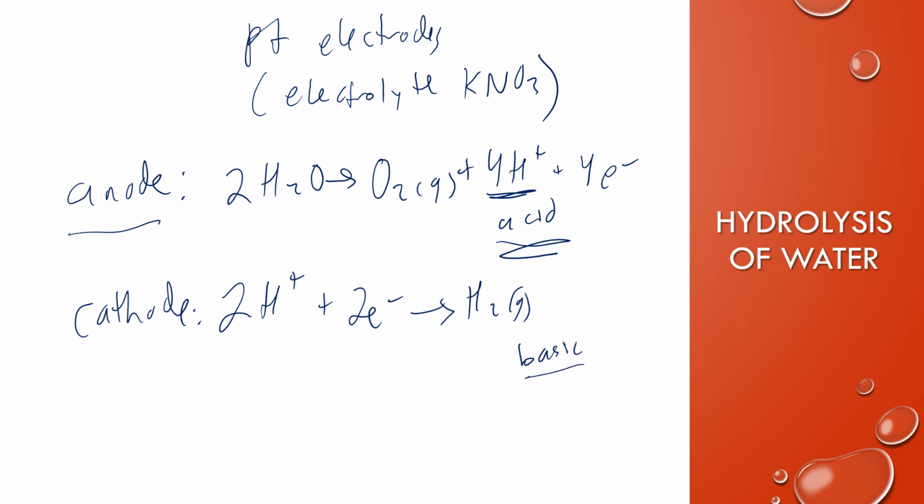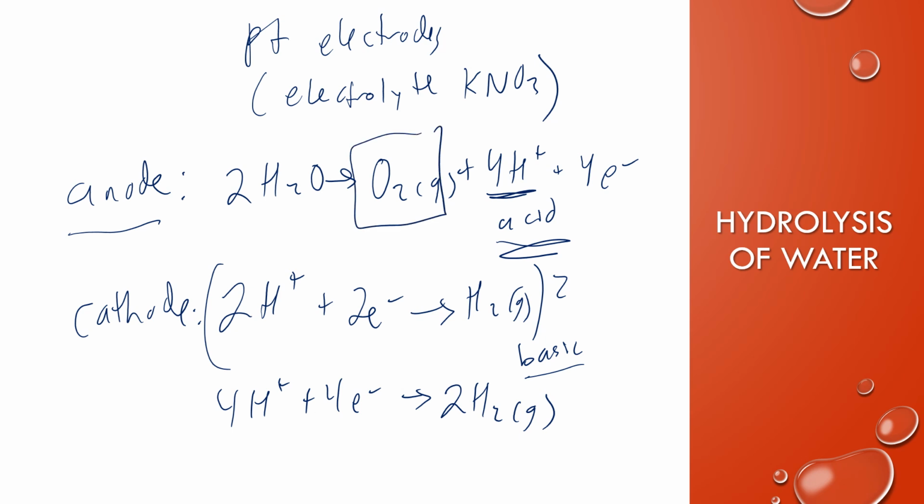Now, if I wanted to get these two to add up properly, I would need to multiply this reaction by 2. So I would have 4 hydrogen ions with 4 electrons at the cathode, forming 2 hydrogen gas. And then you could add them together to get your overall reaction. But I do want to point out that you're producing these two gases, oxygen gas and hydrogen gas, and you are producing the gases in a 1:2 ratio. So you're always going to make twice as much hydrogen gas as oxygen gas when you're splitting water.